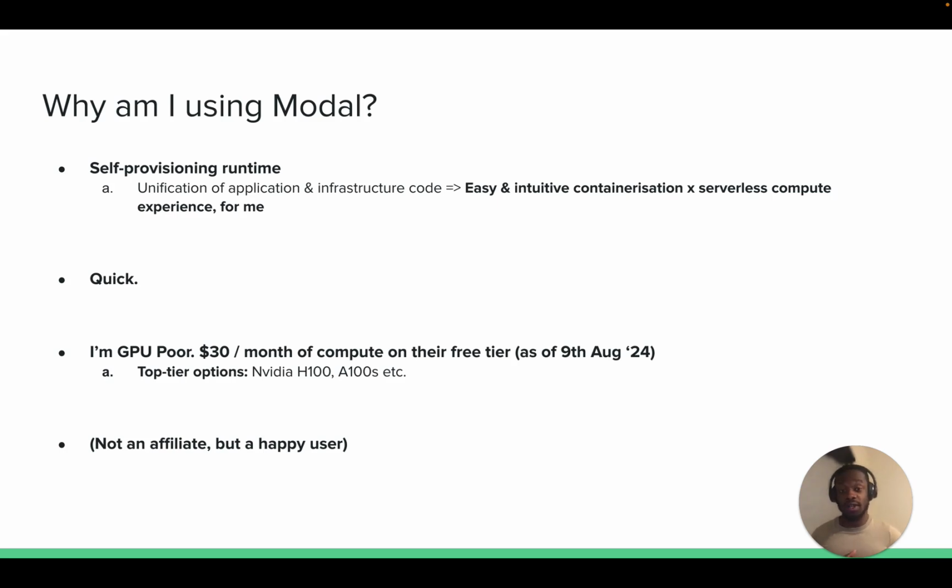So on their free tier, they've got $30 per month of compute for free, and that's as of 9th of August 2024. And they've got top tier options available, whether that's NVIDIA H100s or A100s with 80 and 40 gigabytes of VRAM. So I'm not an affiliate, but a happy user. And they provided the infrastructure and serverless compute platform to get me up and going for fine-tuning jobs. So it's a situation where I better shout them out for this one, and they've done the heavy lifting with the repo, so creds go out to them.